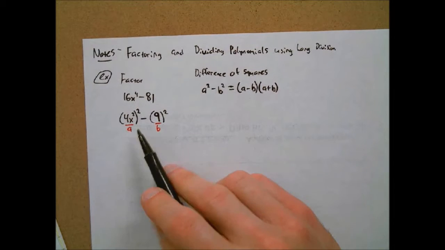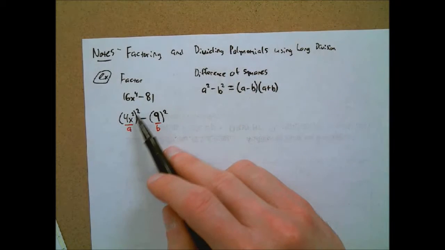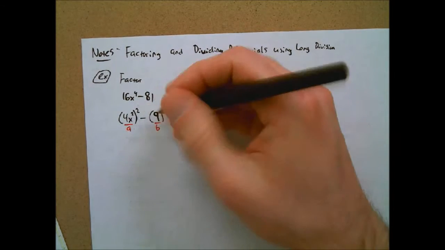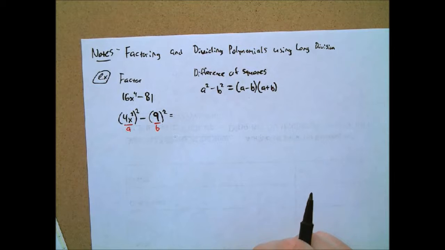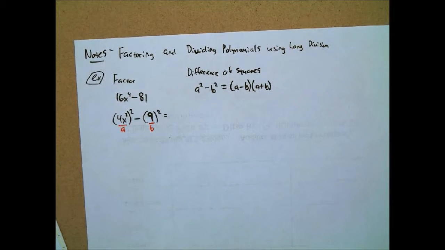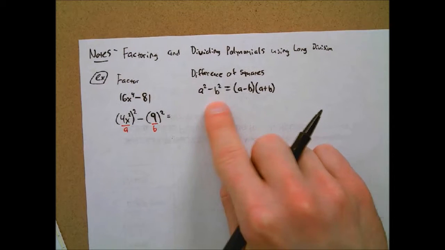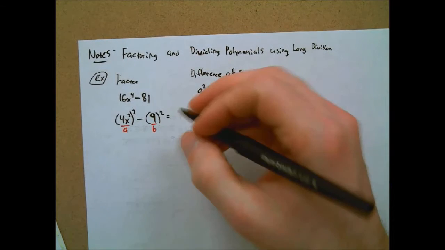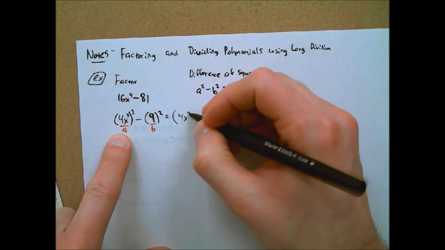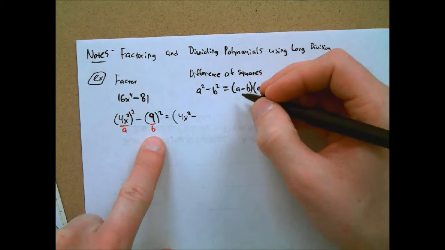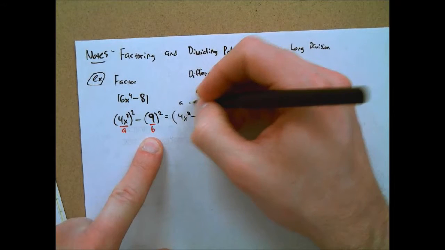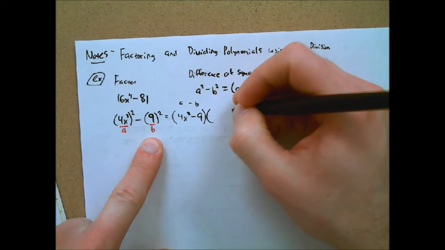Okay? So there's our a being squared. There's our b being squared. All right? So now we can factor this thing. And again, how does the difference of squares factor? A minus b, a plus b. So a, 4x squared, minus b, 9. Okay, there's our a minus b. Okay, and then we'll multiply times a plus b.